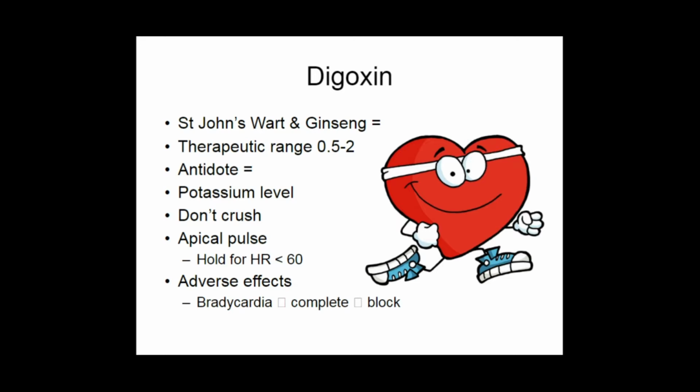So it just binds the digoxin and takes it away. The potassium levels, I said that you needed to check those. Do not crush any digoxin. We're going to take an apical pulse when we're giving digoxin. We're going to listen to it for 1 whole minute. There's no estimation. We don't want to give this medication if our heart rate is less than 60.